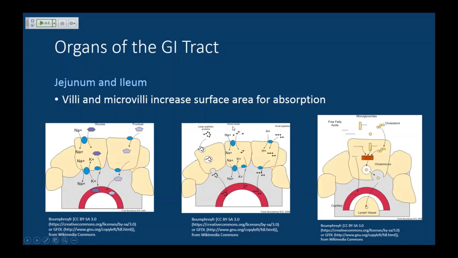As far as the others, amino acids, they can be absorbed as single amino acids or di and tripeptides. Fatty acids, triglycerides will be broken down in the small intestine. They will diffuse across the wall, but then they will reform triglycerides, be packaged into chylomicrons, and absorbed into the lacteal, which will go into the lymphatic system.